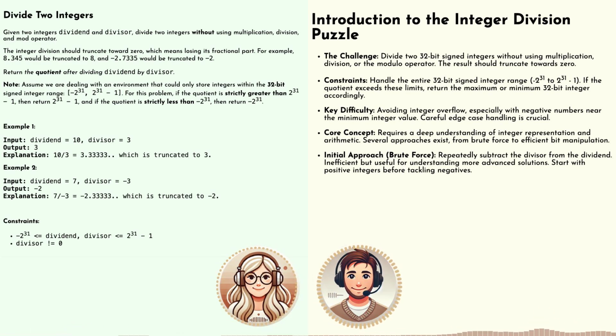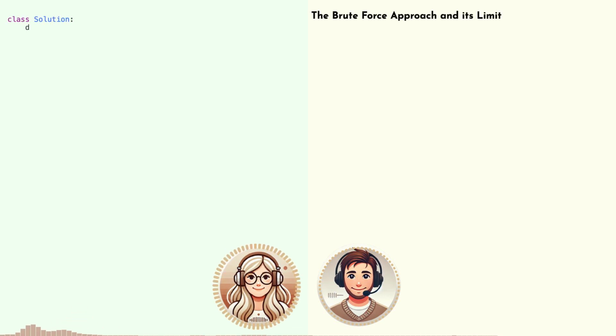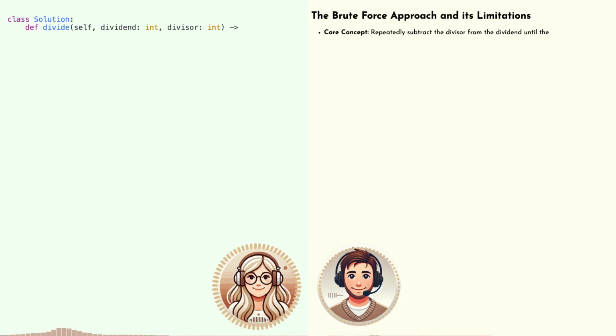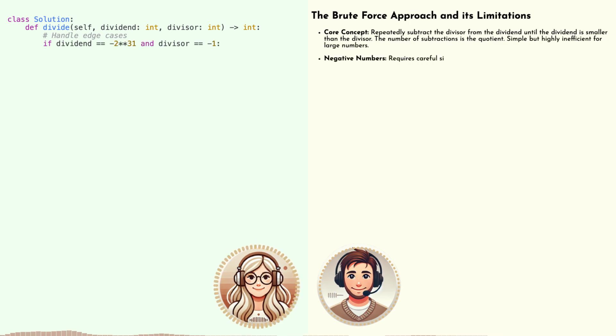Absolutely. So we've got to find the quotient of two integers, but we can't use the tools we normally would. So where do we even start? Well, I think sometimes the best way to tackle a tough problem is to start with the simplest solution, even if it's not the most efficient one.